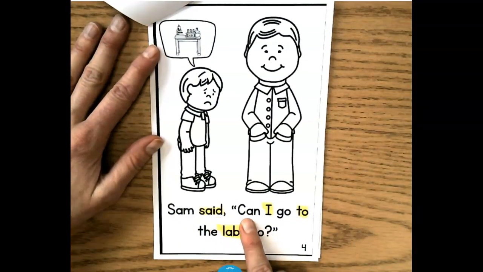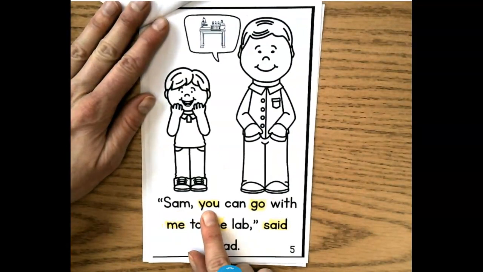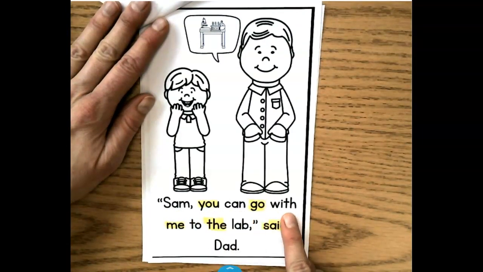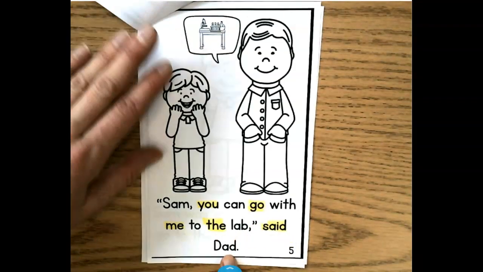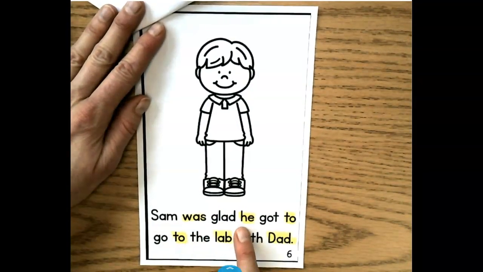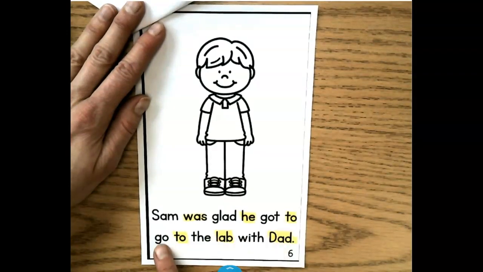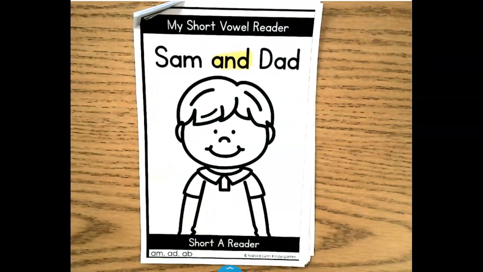Sam can go the to. Sam can with to lab. Dad. Sam glad got go the with. How did it go reading all the yellow words? Were you able to keep up? Great job. Now it's time for our writing.